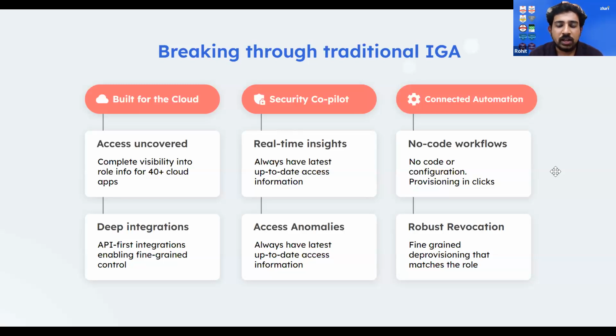And the last thing is our connected automation layer, which is again, simple no-code workflows without any configuration or setup. So you can set up your provisioning in clicks so that the remediation and your access provisioning happens right after your governance policies are in place. So these are some of the ways we're trying to build for the future as well as build for the present, and to make sure that we're helping you guys move into a real-time access review, access governance process, and it becomes a lot easier going forward.